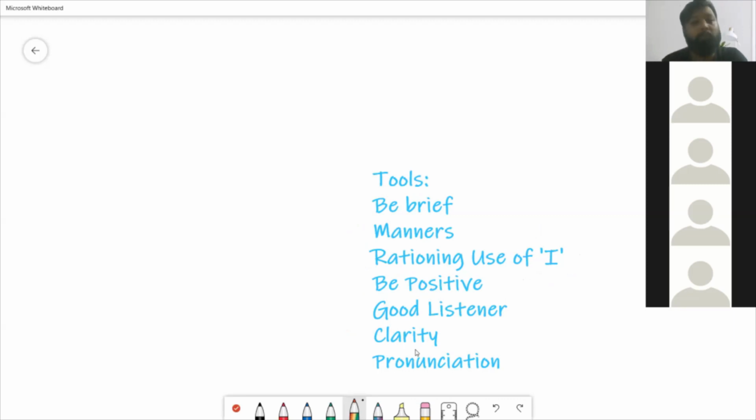So these are the tools that you're required to take into consideration every time you want your communication to be effective. These are the things that make your communication effective. These are also called ethics. If you follow these ethics clearly, your communication will be effective 100% of the times.